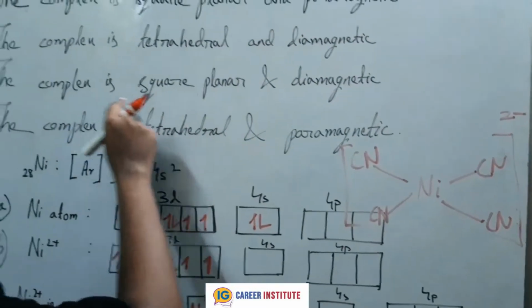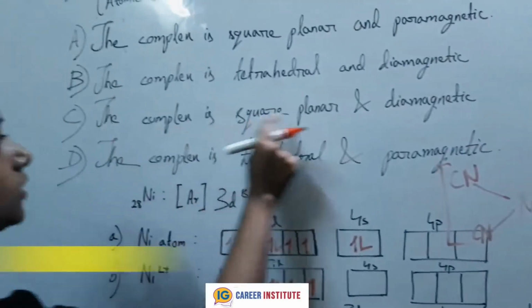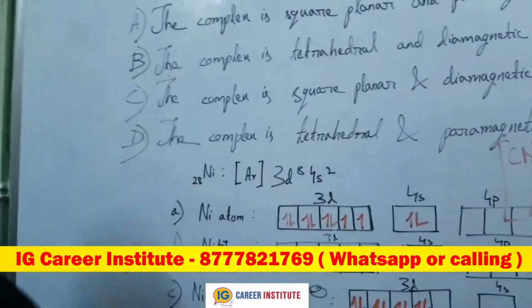So which is the correct option? That is option C, square planar and diamagnetic. The complex is square planar and diamagnetic. Option C is the correct option.